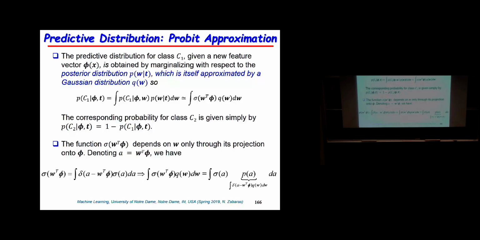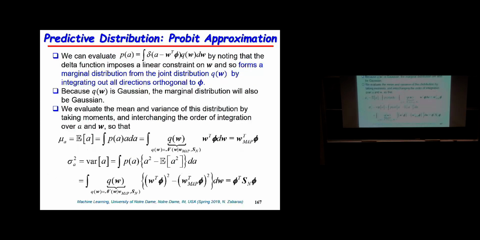And what type of distribution is Q of W? Gaussian. So if it's a Gaussian, can we actually just compute the mean and the variance and say that's it? How do we compute the mean and the variance? Well, the answer is very simple. If we want to compute the mean of A, it is P of A times A dA. Help me here. P of A times A dA.